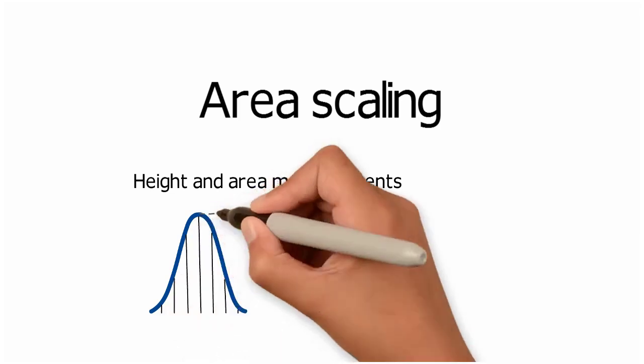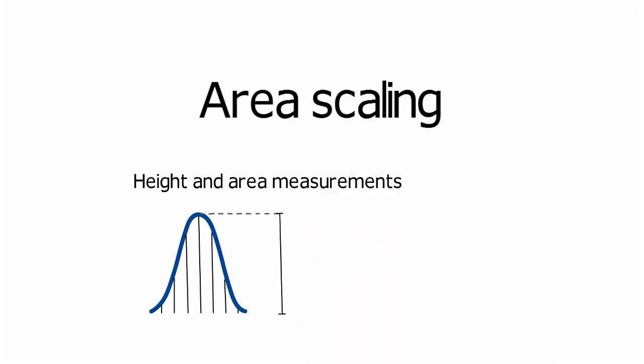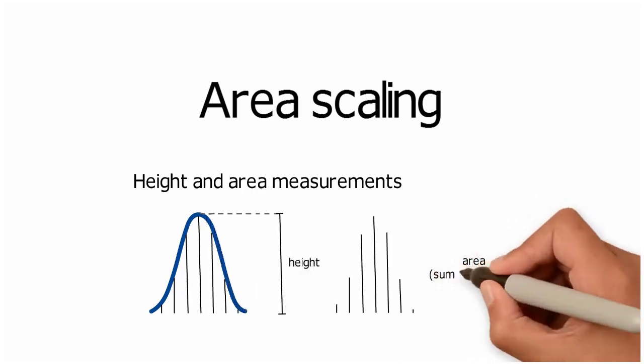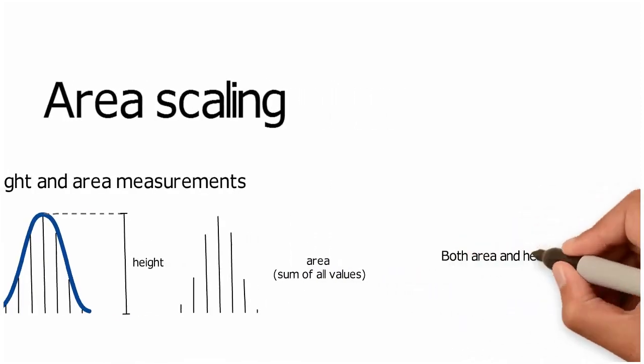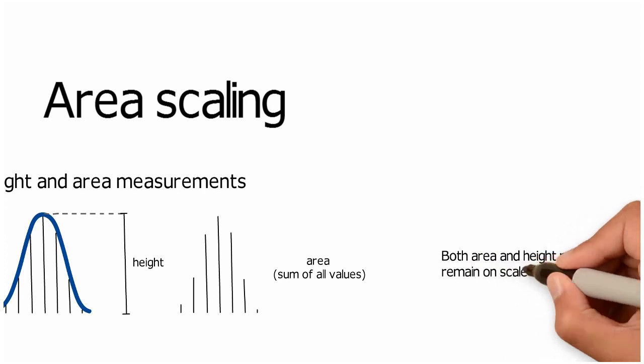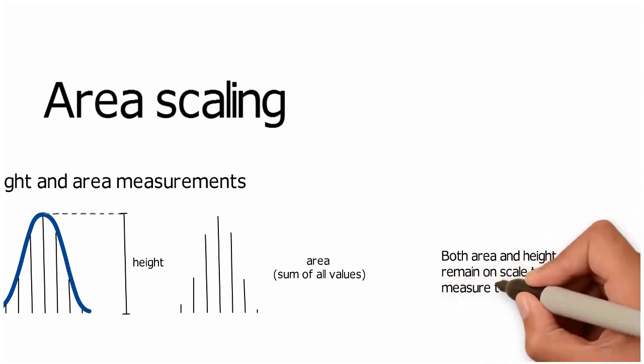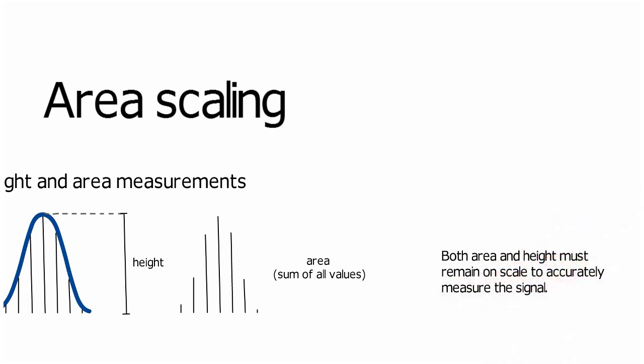The maximum measured signal for a voltage pulse is recorded as the height measurement. The area is determined by adding together all of the measurements for one pulse. Both the area and height must remain on scale to accurately measure the signal. By default, the area measurement is displayed in the software, but the height might not match the area.